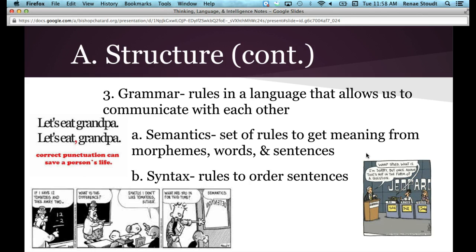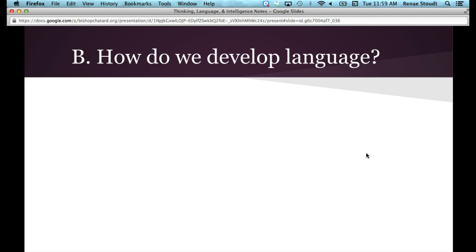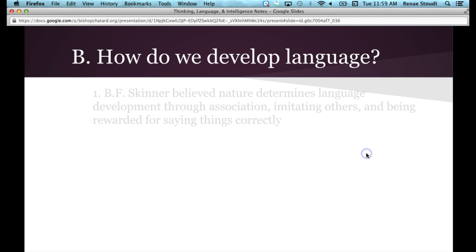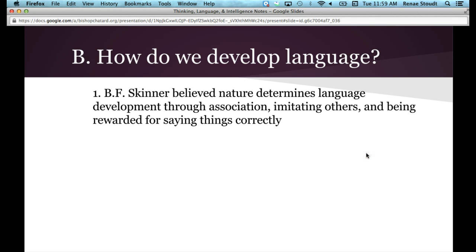Again, it's not following the order that we have in the English language for sentences, or in this case, a question. All right, last thing that I want to talk about is how do we develop our language? There are two main theories about how we develop language. The first one has to do with B.F. Skinner. And if you remember Skinner, he was a behaviorist.